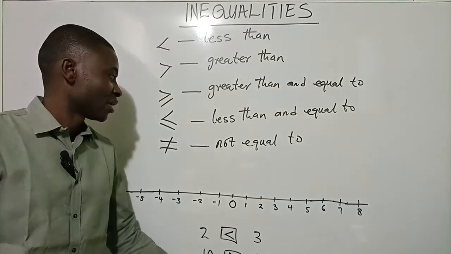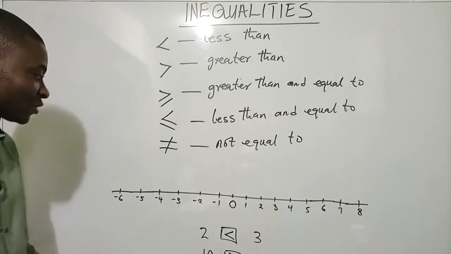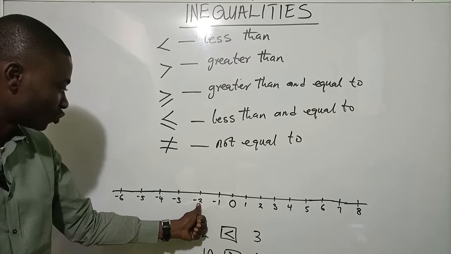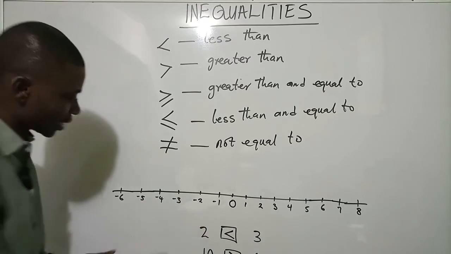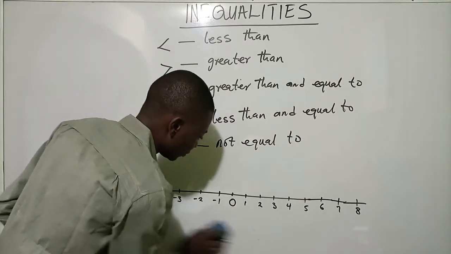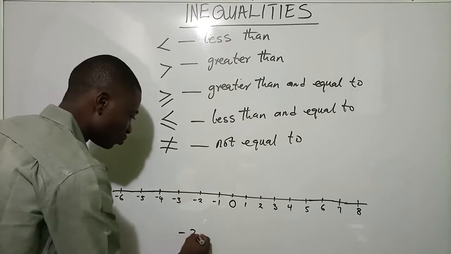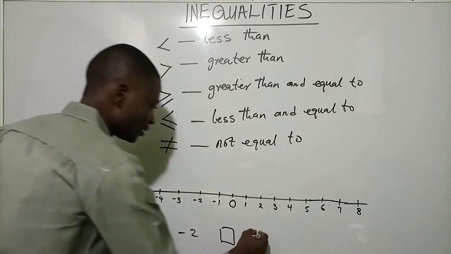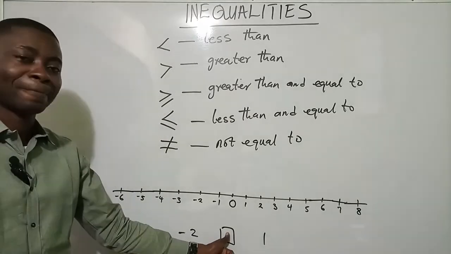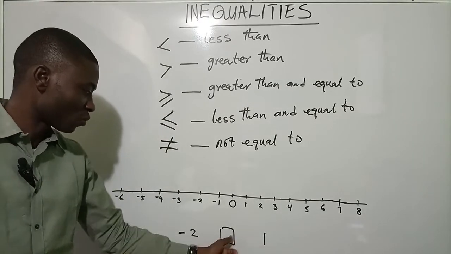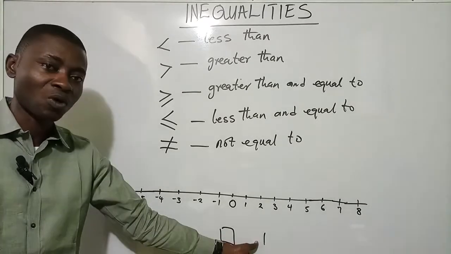Now, sometimes we also have negatives like this. For instance, you're having -1, -2, -3, -4, -5, -6. Looking at these numbers here, if I ask you about -2 and, let's say, 1, what sign will you put here? Will you say -2 is greater than 1 or -2 is less than 1?